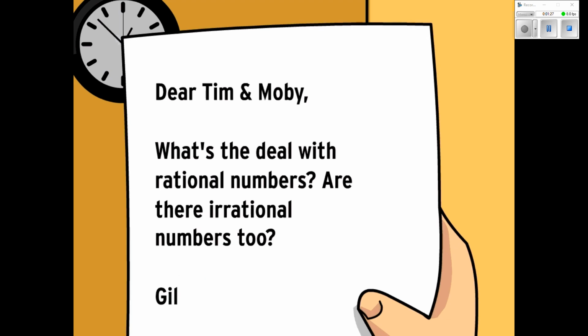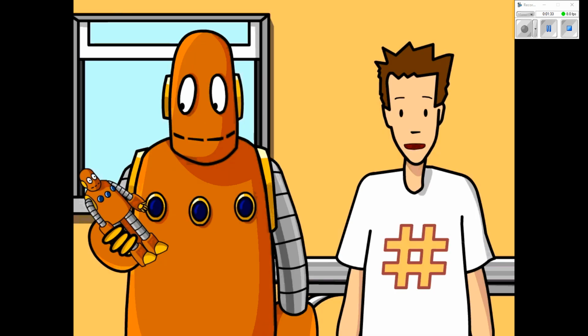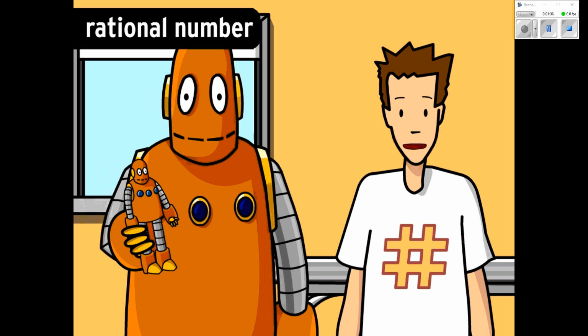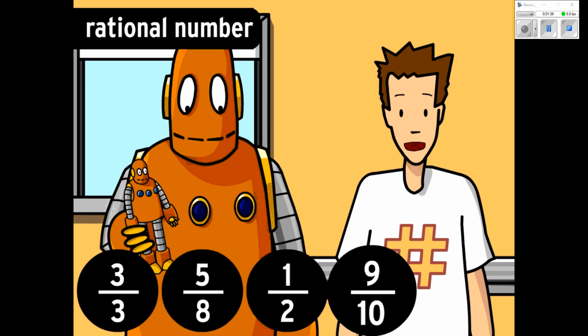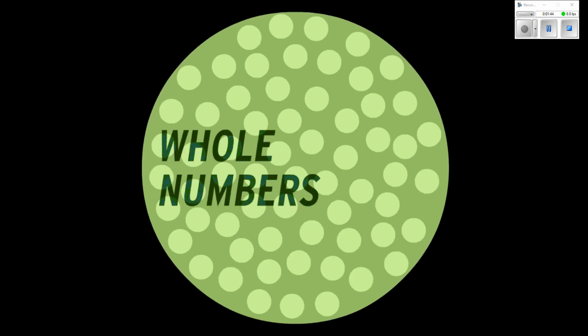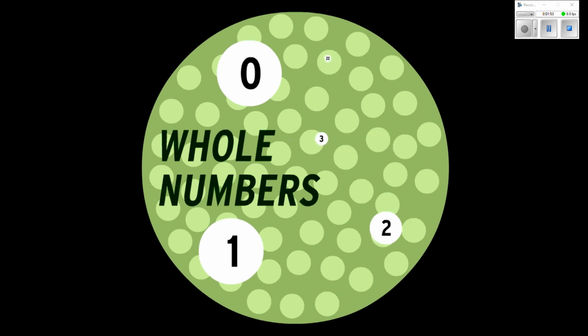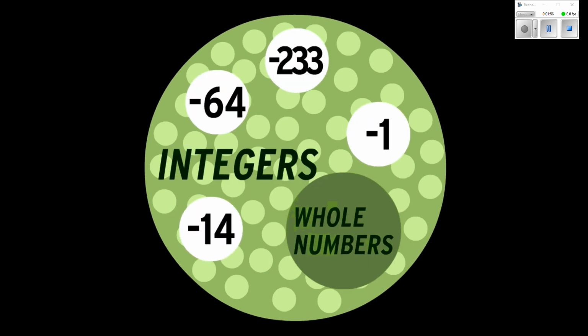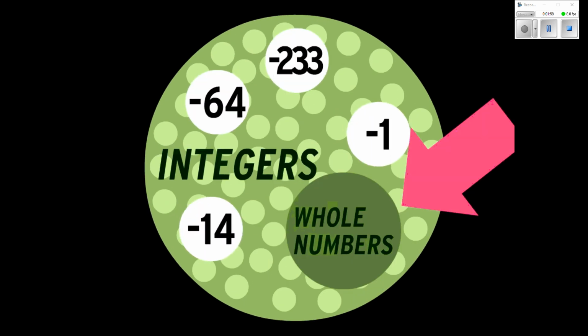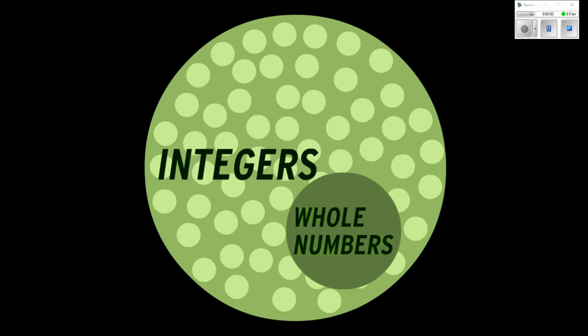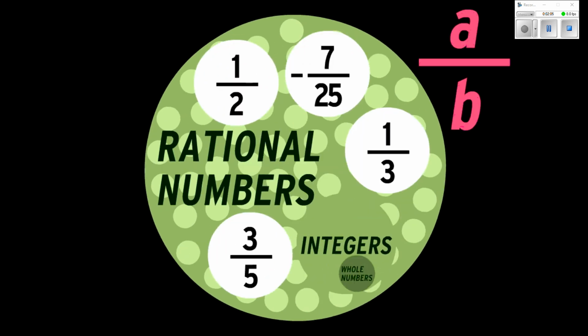Dear Tim and Moby, what's the deal with rational numbers? Are there irrational numbers too? From Gil. Well, a rational number is any number that can be written in fraction form, like 3/3, 5/8, 1/2, or 9/10. Mathematics organizes numbers into different sets. Whole numbers are positive numbers without decimals. Whole numbers also include any fractions that represent the whole number, like, say, 20/5. The integers group includes both whole numbers and their negatives. As you can see from this diagram, whole numbers are included in the set of all integers. Rational numbers are any number that can be expressed as a over b, where both a and b are integers, and b does not equal 0.